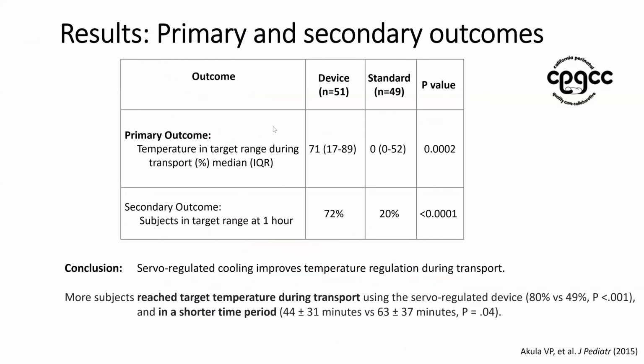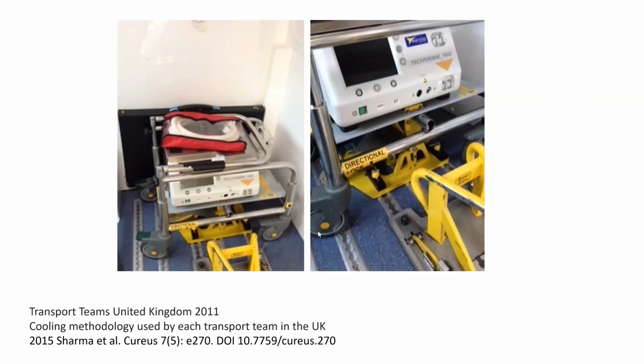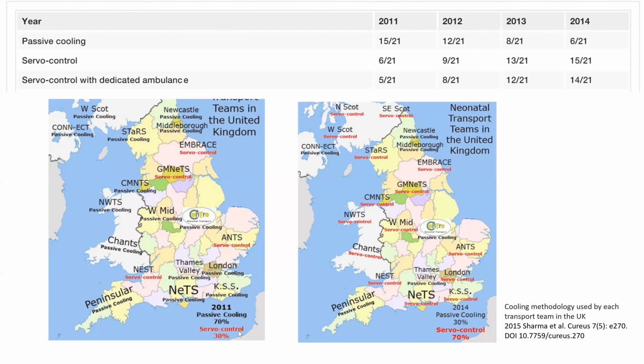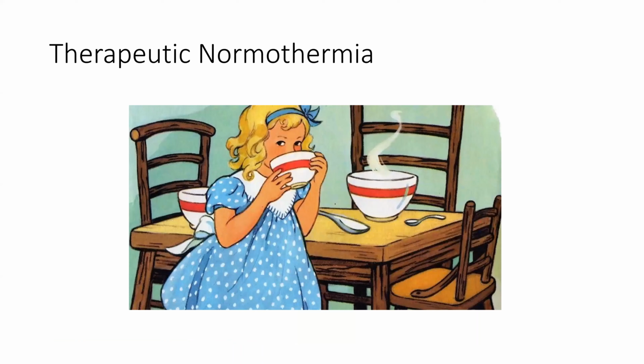And all of that was statistically significant, with p-values of 0.0002 and less than 0.0001. So reaching target temp and staying there, not bouncing all over the place, that was done by using a servo-regulated device. And so transport teams around the world have implemented this. And so I love this data that comes out of the UK showing on the left in 2011 how many places were doing passive cooling. And in just 3 short years, they made that switch to servo control. And that was really because the Tecotherm was available in that market and they could use it for all of their transports. In the US, we had to wait for that FDA approval.